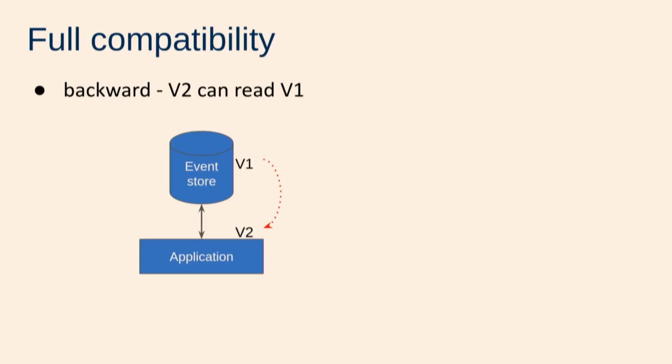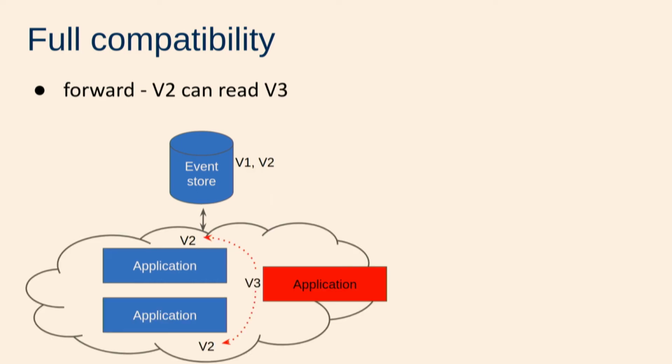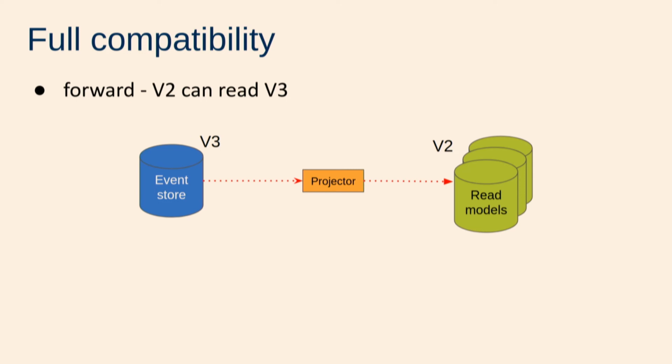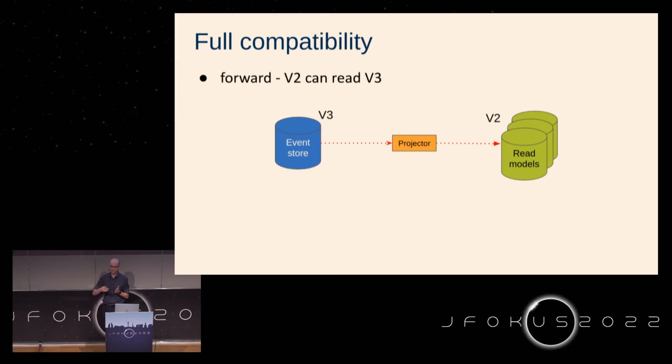Full compatibility support. Why do you need full compatibility support? First, backward: you need to be able to read old events from your database, which is obvious. But you also need forward compatibility, in case of rolling updates, or in case you want to introduce a new event version without the need to update all projectors or consumers of this event at the same time. With forward compatibility, you can do this anytime later you want.